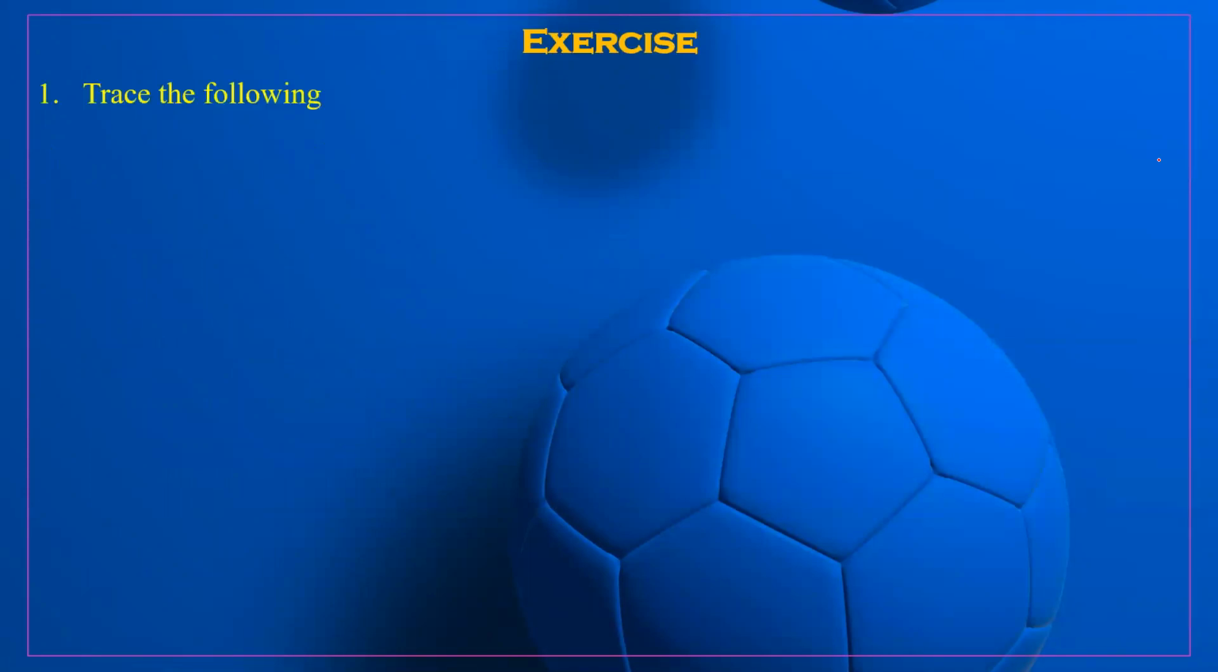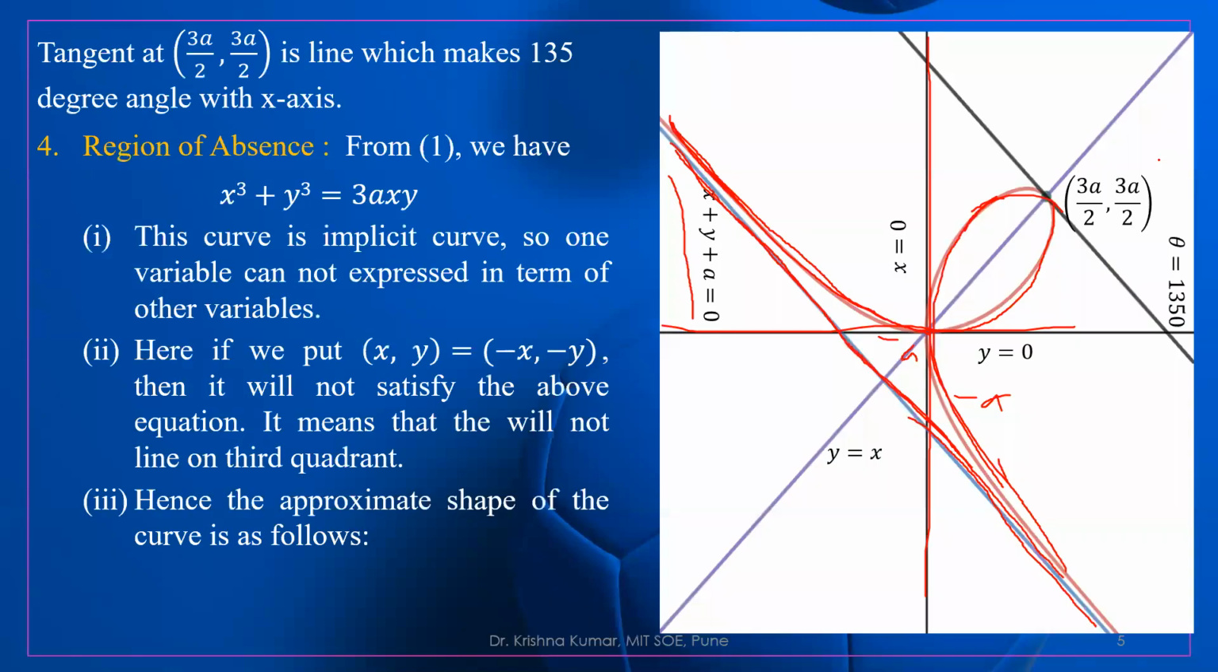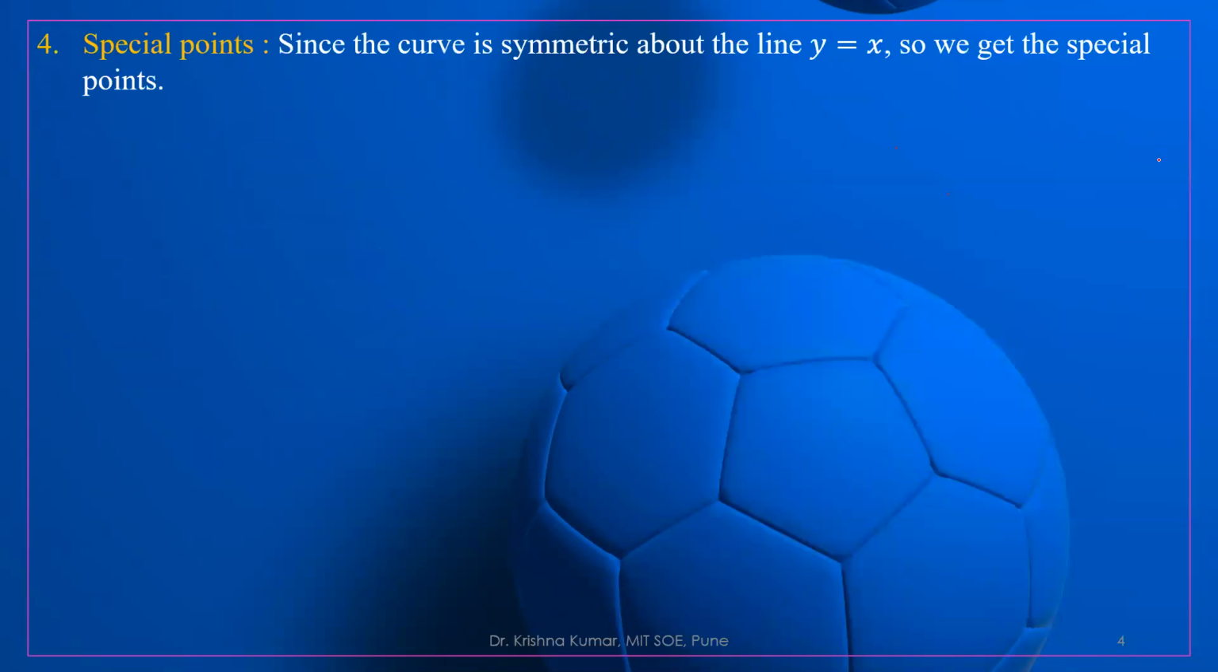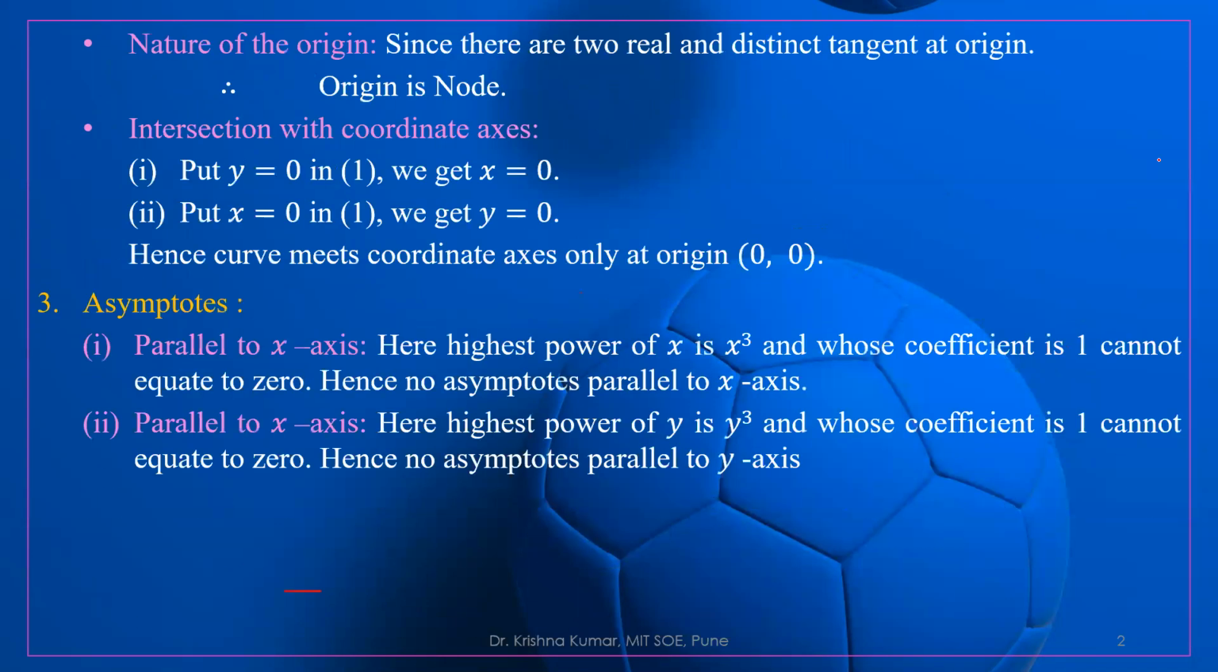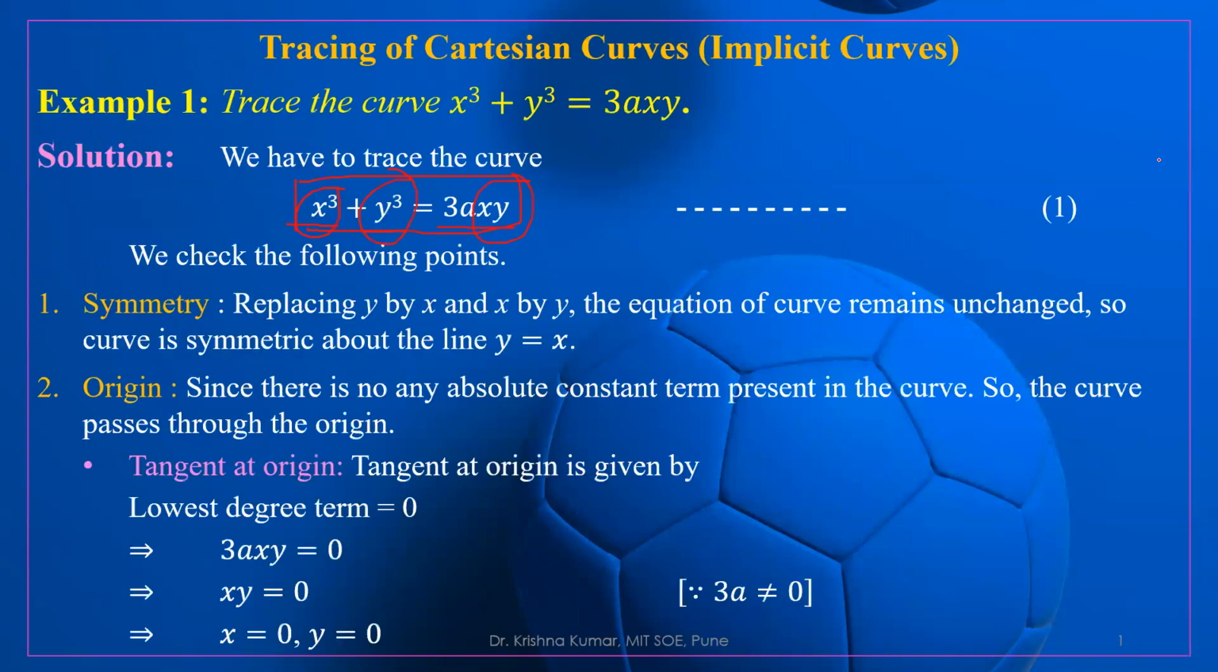So I have taken only one example. Let us take a brief revision of this part, then this will be very clear to all of you. If you want to trace this curve, since the given curve is an implicit curve, definitely this type of curve cannot be expressed in separating form, meaning x and y cannot be separated.